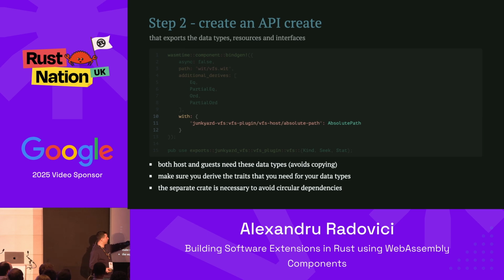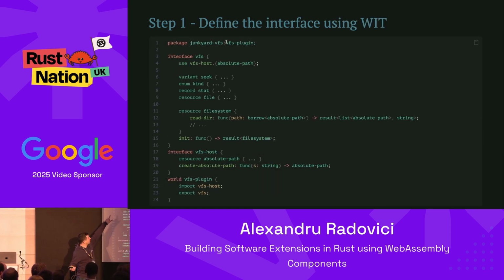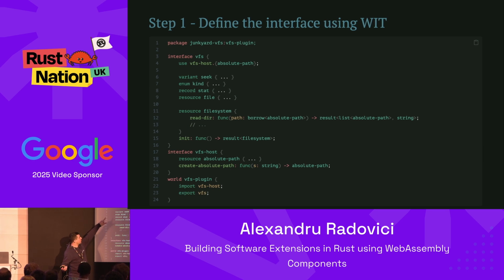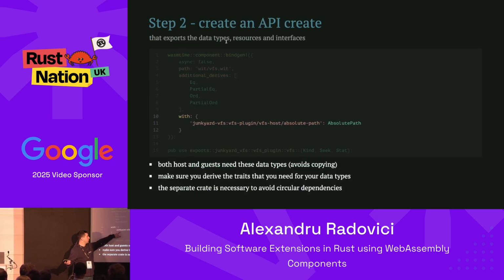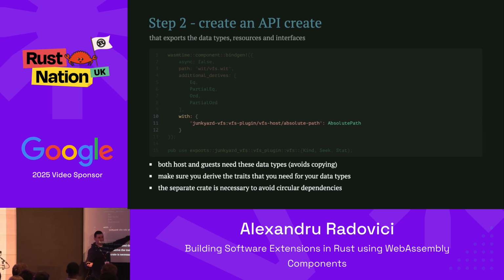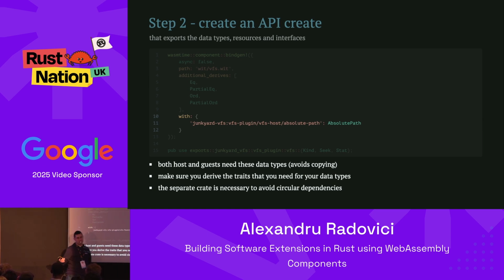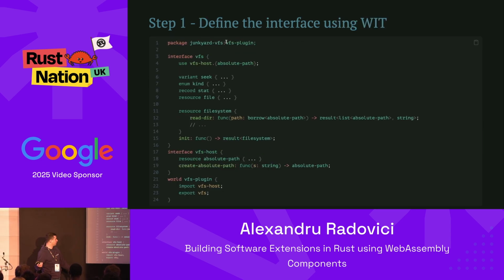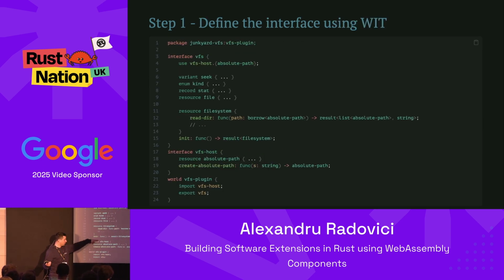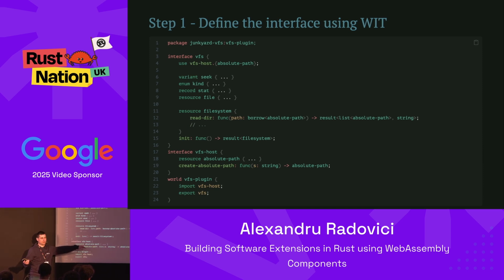Okay. So going back to the WIT file. It's the package of the WIT file, which is junkyard:vfs-plugin. And you see it here, the package. And then it's the interface and the resource. So the resource was defined in the VFS host, and this is where I defined the absolute path. I skipped the methods because the code was too long, but it basically has the methods.